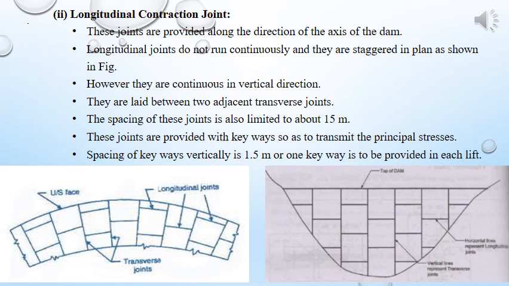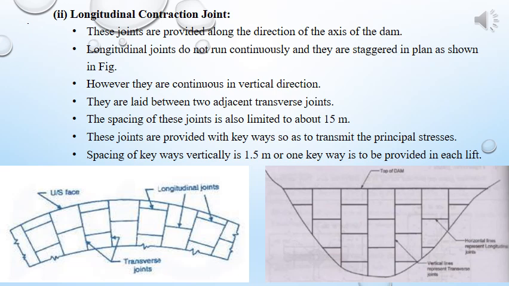The longitudinal construction joints are provided parallel to the axis of the dam to prevent longitudinal cracks. Longitudinal joints run between two adjacent transverse joints and are thus not continuous in the vertical plane, dividing the dam into a number of blocks. The spacing of the longitudinal joint is limited to 15 meters.